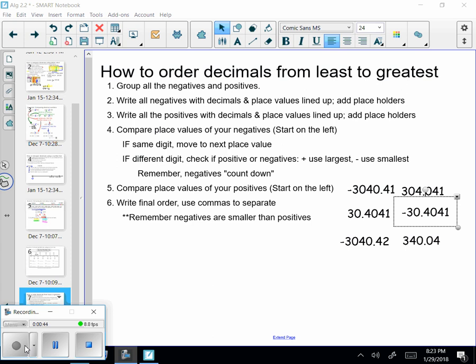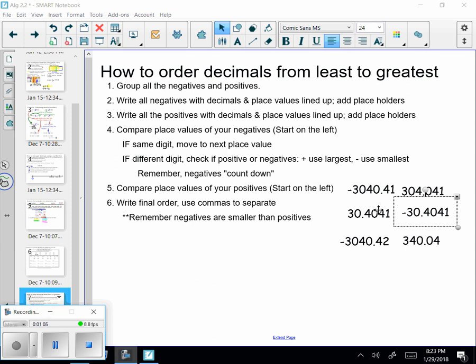Start on the left and compare place values, place value by place value, with your digits across all of your numbers. Step 6, write your final order. Use commas to separate. Remember, negatives are smaller than positives, and you can think of negatives as counting down.